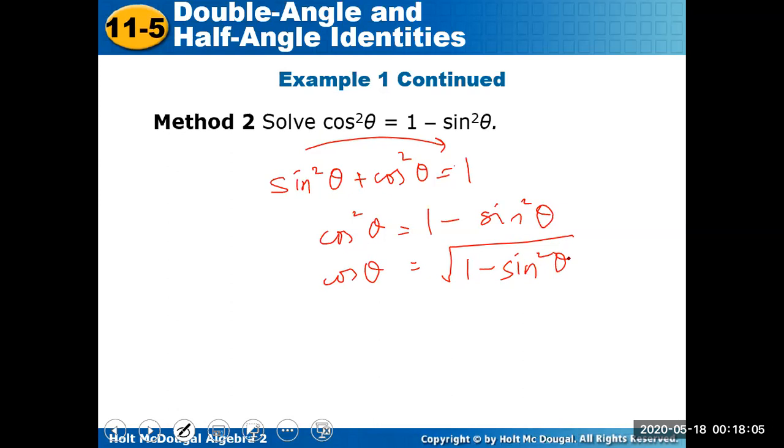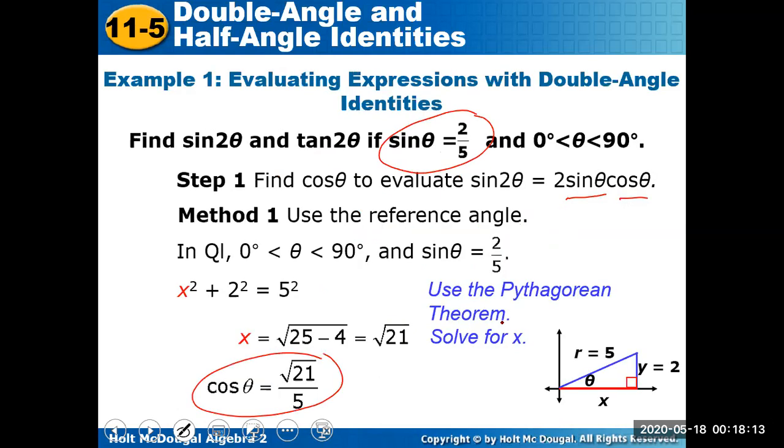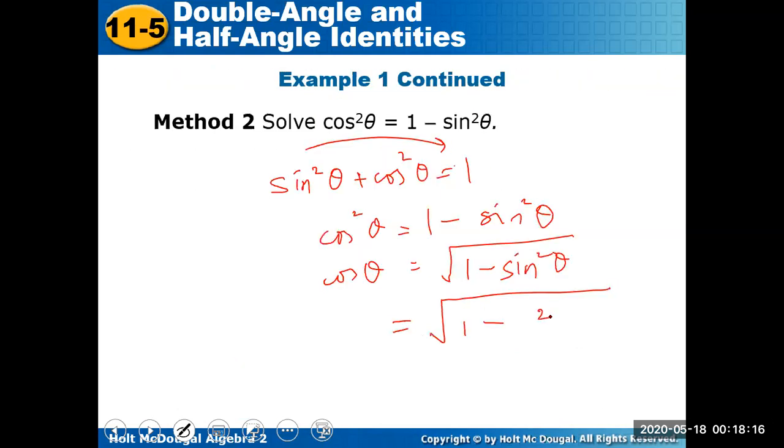Since I have the value for sine theta, I can just apply it here. It will be 1 minus, the value of sine theta was 2 over 5, so 2 over 5 the whole square, and then you can solve this in your calculator to get the final answer, which is square root 21 over 5, as you got in the other method as well. So that means it's correct.